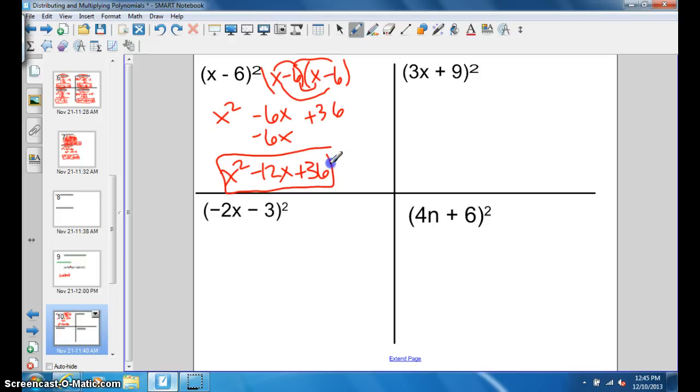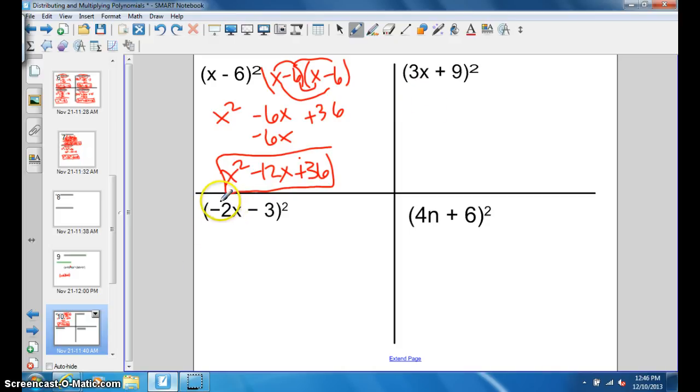Okay, now if we look at this and see, well, if we square our first term, x, we get x squared. Now, if we multiply our two terms together, we get negative 6x. Okay, when we multiply these together. So if you take negative 6x and multiply it by 2, you get negative 12x. And if we take our last term here and square that, we get 36. So that's where our a squared plus 2ab plus b squared formula came from. So we square the first, multiply our first and second together, and then multiply by 2, and then square our last.